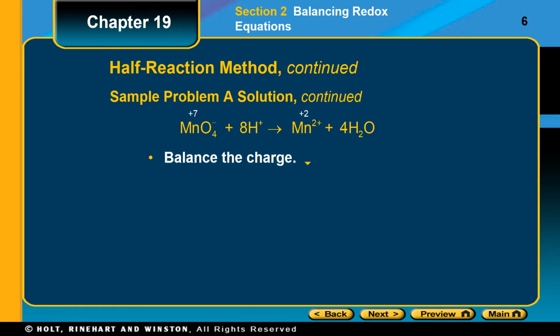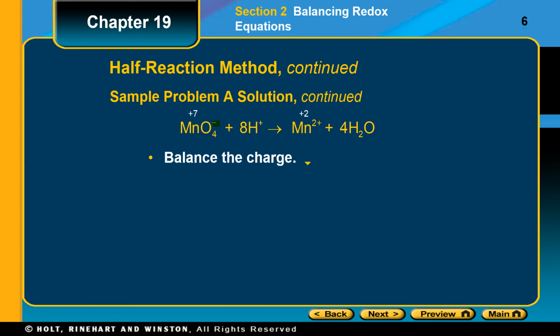Now, the next step is to balance by charge. Okay, so let's look at what we have here. Manganese is a -1, and then there's a +8. So the total charge on this side right here is going to be a +7. And over here we have a +2.